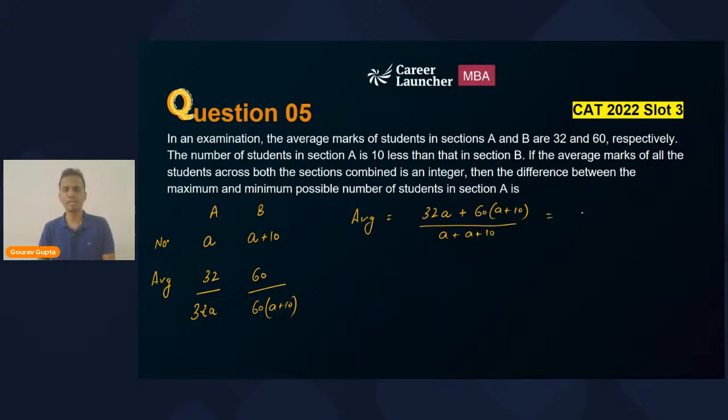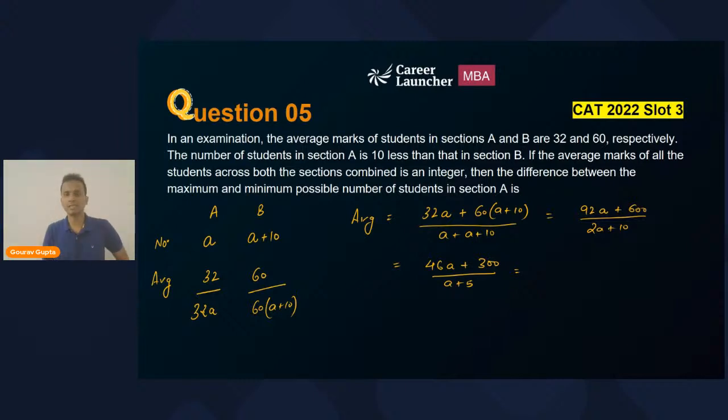Upon simplification, I'll get (92A plus 600) divided by (2A plus 10). I'll take 2 common from numerator and denominator, so it will become (46A plus 300) divided by (A plus 5). Okay, right? So this is the expression that you will get. Now let's see how to solve after this.